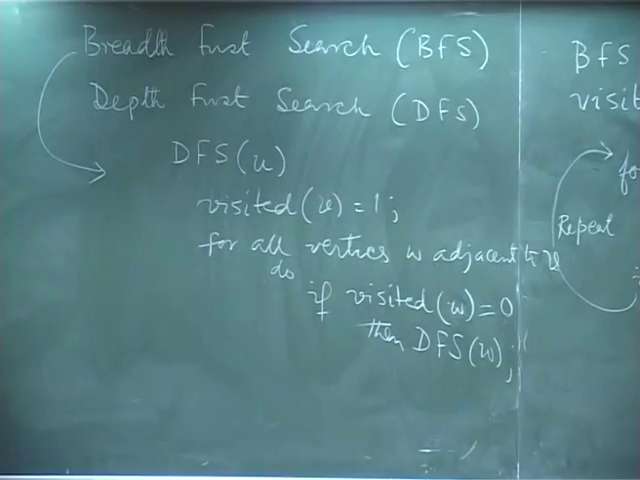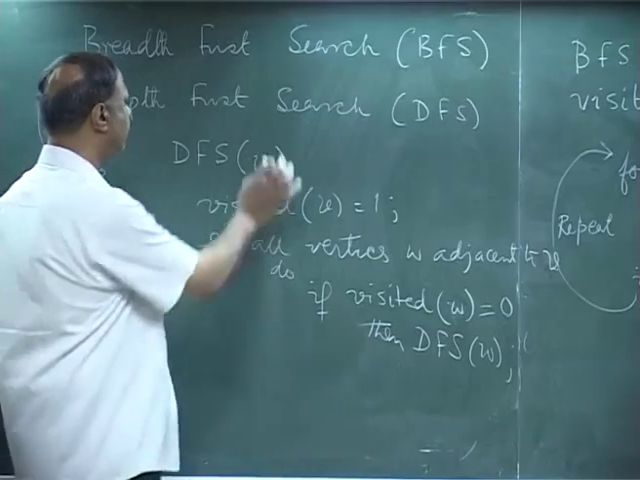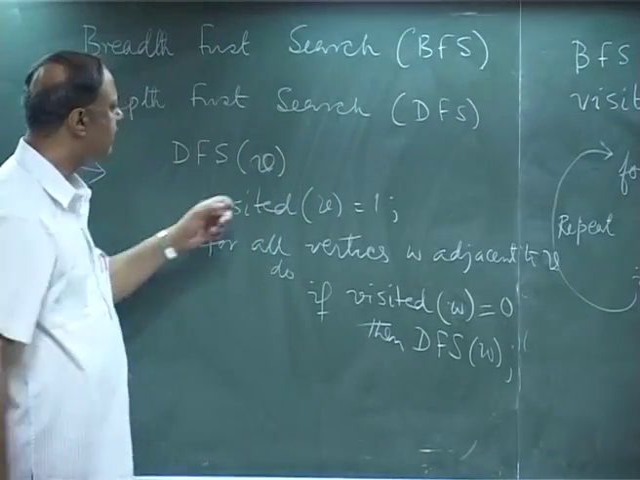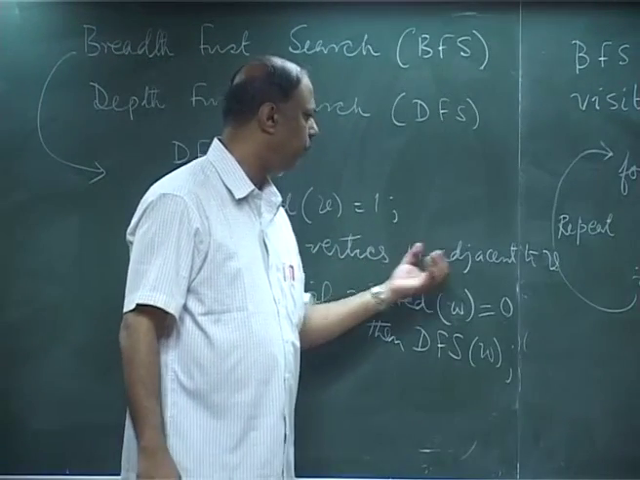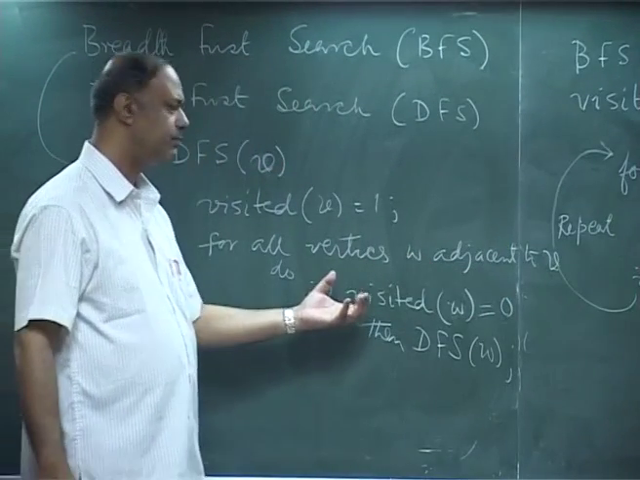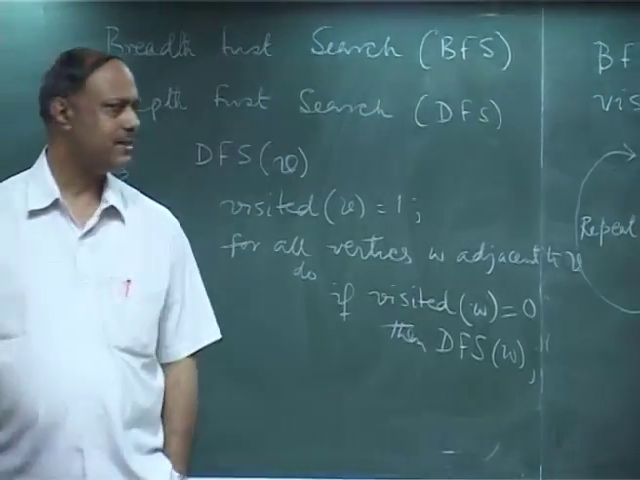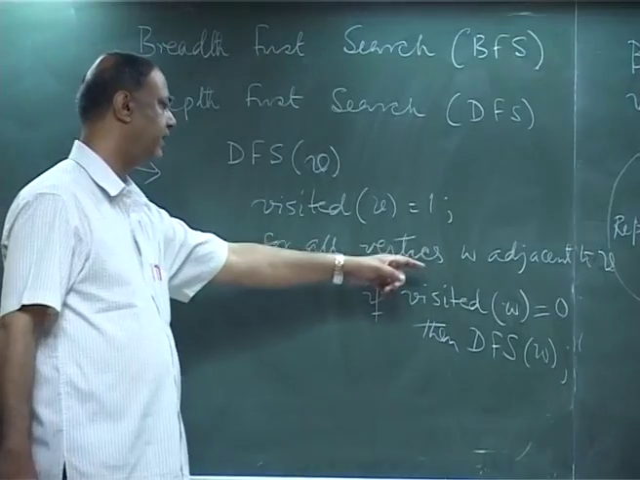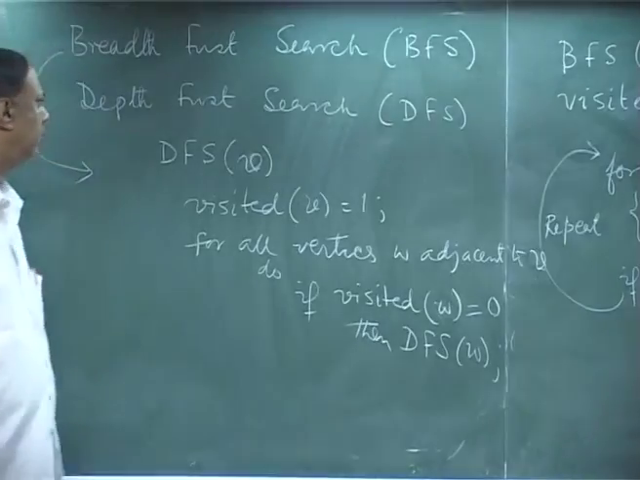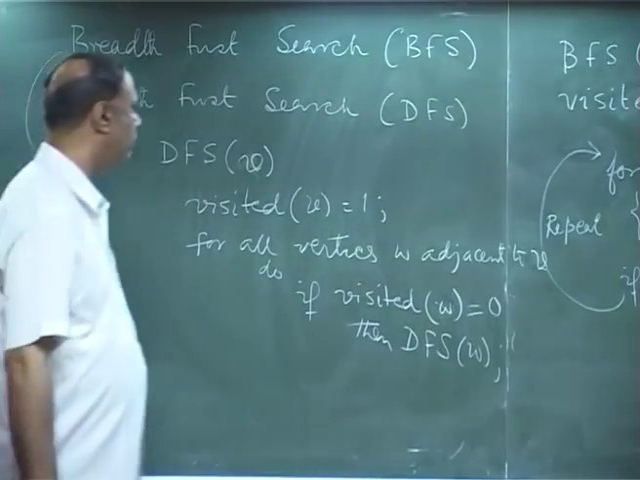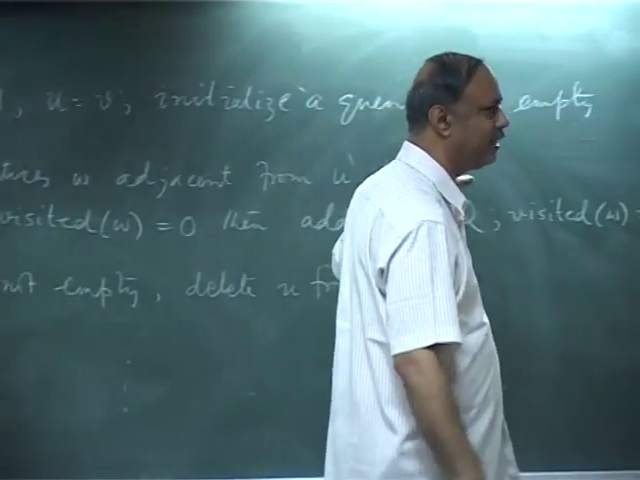Here what we are doing is that you check with the visited DFS V. The visited V is 1, I am setting it first. Now for all vertices W adjacent to V, you see whether W is visited or not. If not, then you call DFS W. Otherwise, you go to the next adjacent vertex of V and you check again, and so on. So that is the DFS or depth first search.